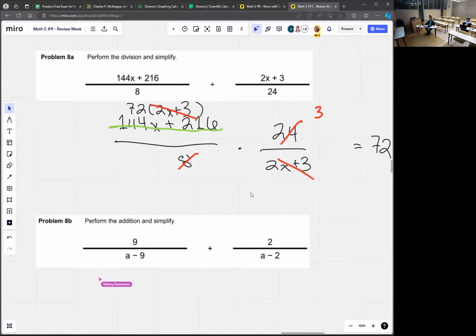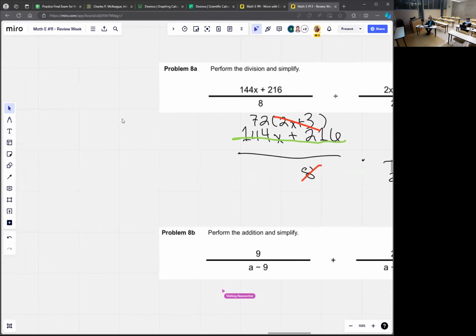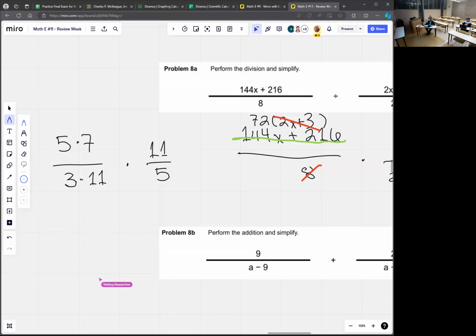Well, usually when you flip fractions, you multiply across the top, but I like to cancel first, right? Just like if I had numbers instead of all those complicated expressions. If you gave me 5 times 7 over 3 times 11, and I'm multiplying that by 11 over 5, I don't want to just multiply across. I'm going to get needlessly big numbers. I'm going to cancel my 5s, cancel my 11s, and I'm going to get 7/3.